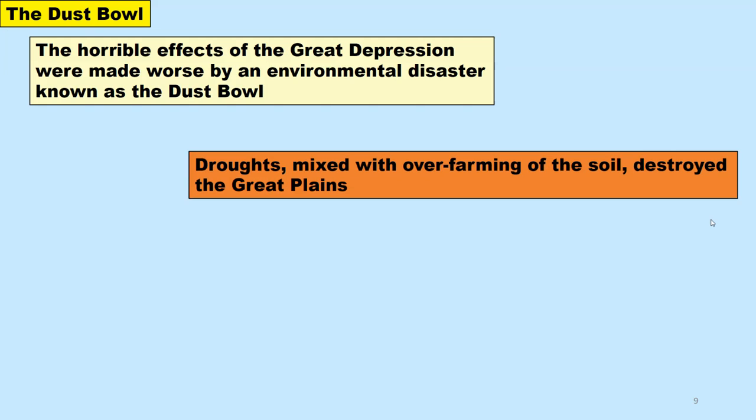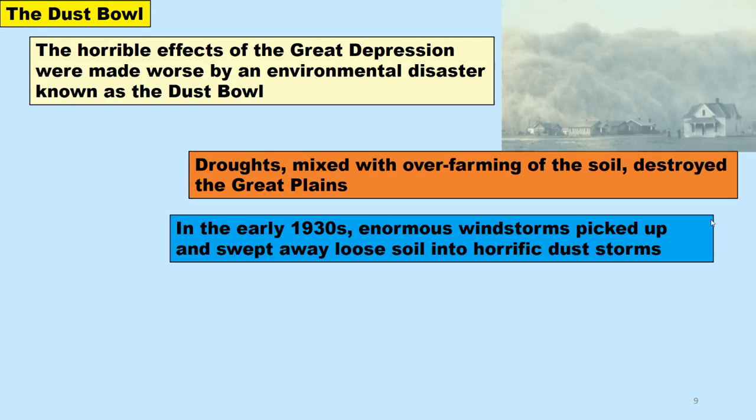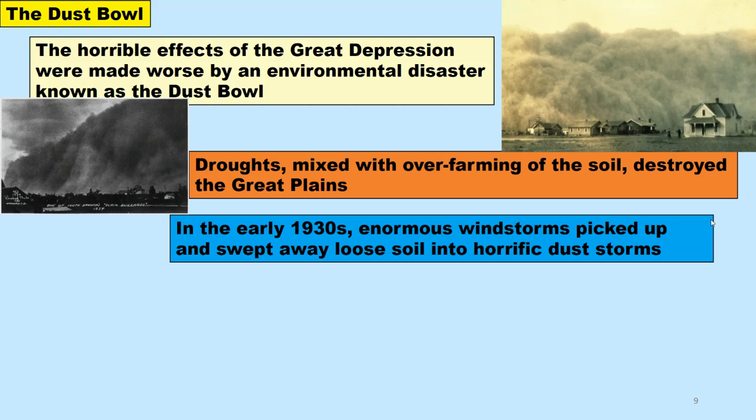We're going to see droughts. We're going to see overfarming of the soil. So that is a little bit man-made, right? But we're going to see huge droughts, which dry out the soil that's already torched from overfarming. And then we're going to see these windstorms in the 1930s that will pick up feet of loose soil and create these horrific dust storms like what these photographs are right here. These are not mountains, right? This is a literal dust storm.